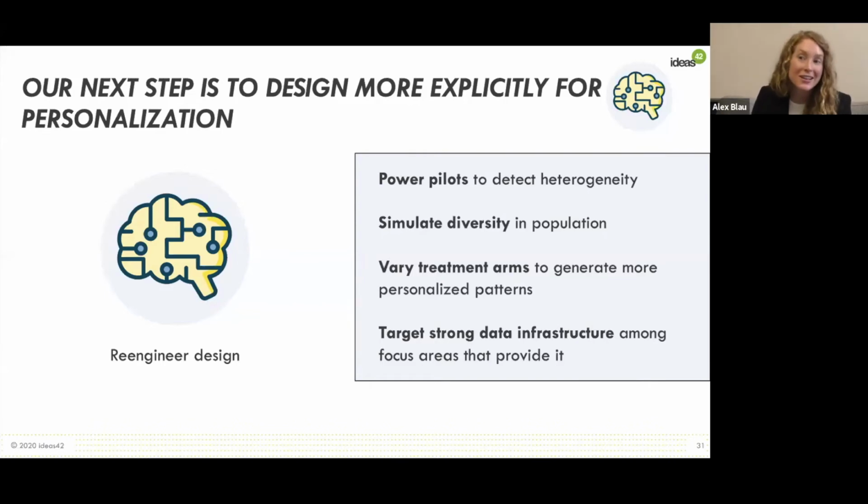The first thing is to power pilots to detect heterogeneity, which means bigger samples. This isn't always possible, so sometimes that also means simulating diversity in the population and trying to get as diverse of individuals in the sample as possible. It also requires varying treatment arms, because if you want personalized policies, you need to have a variation of things tested. And in all of these cases, it's important to have strong data infrastructure.